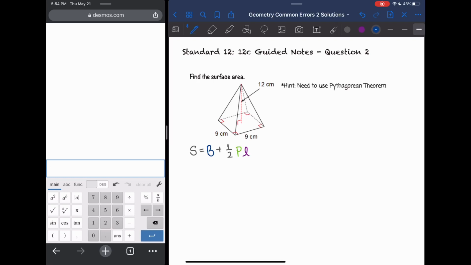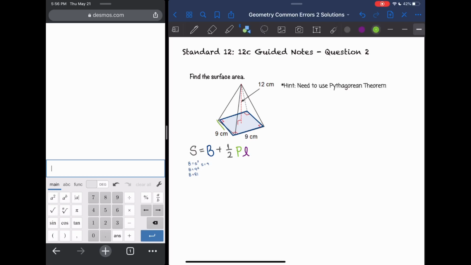Let's start off by finding the area of the base. The base of our pyramid is a square. So when we're looking for the area of a square, we take the side length and square it. Our side length is 9. So the area of our base is 9 squared, making the area of our base 81. Let's save that for later and find the perimeter.